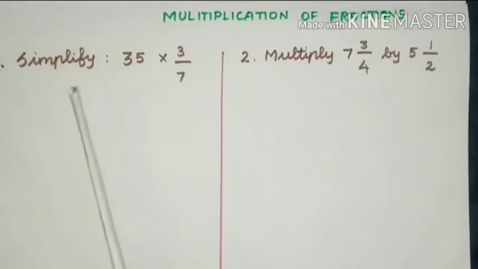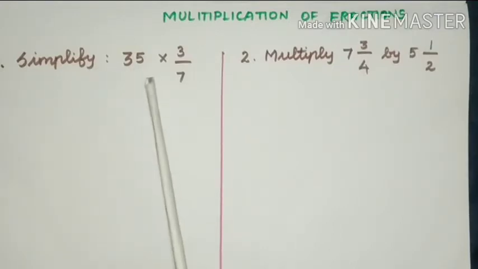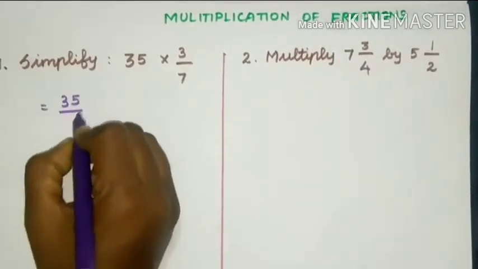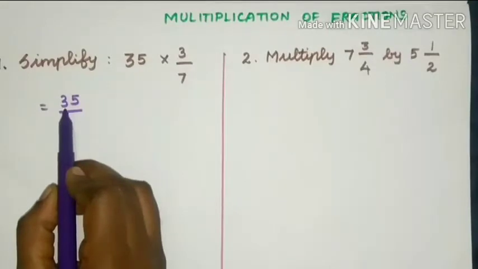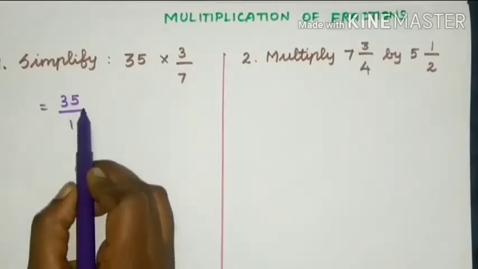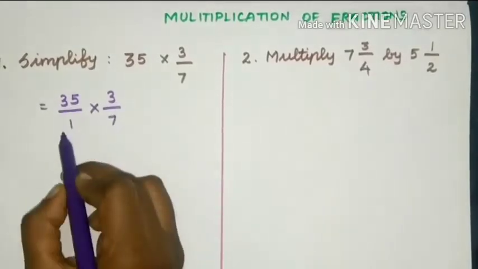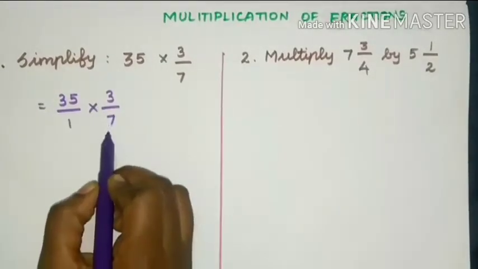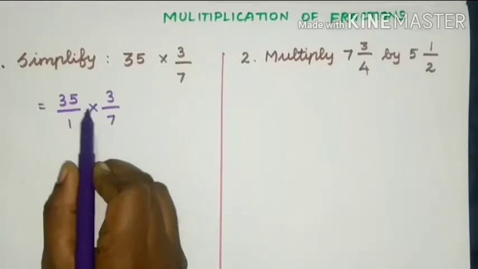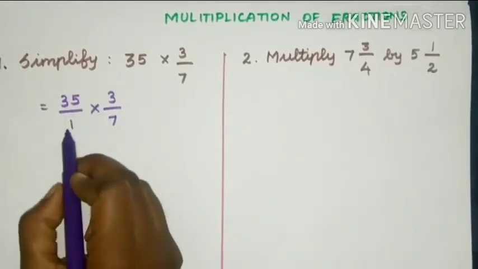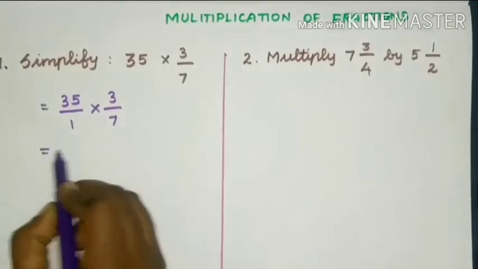First one, simplify 35 into 3 by 7. Here 35 represents 35 by 1, with 35 in the place of numerator and 1 in the place of denominator. Then 3 by 7. 35 by 1 into 3 by 7. To multiply, you have to multiply the numerator and numerator, and then denominator and denominator.